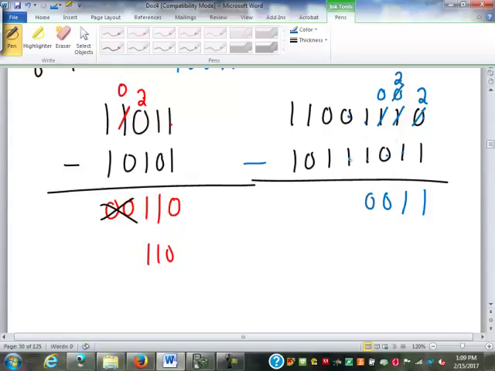0 minus 1 can't be done. Nothing to borrow from here, so this is a 0. This becomes a 2. I'm going to borrow again. This becomes a 1, and this now becomes a 2. So 2 minus 1 is 1. 1 minus 1 is 0. 0 minus 0 is 0. 1 minus 1 is 0.